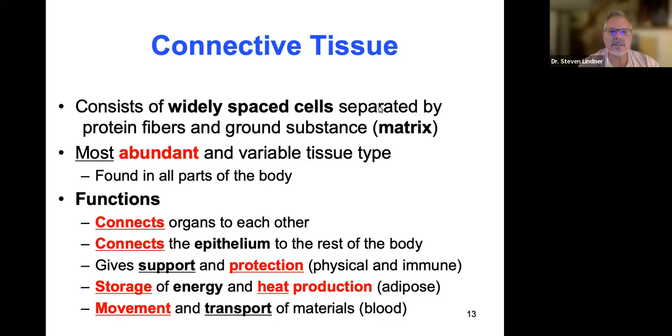Okay, in a previous lecture and video, we talked about epithelial tissue, right? We're still talking about four types of tissues: epithelium, connective, muscle, and nerve. In a previous video, you can find epithelium. Now we're looking at connective tissue.